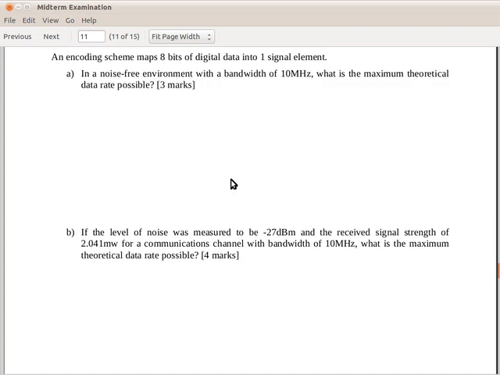What equation are you going to remember and use in this question, in part A? Nyquist. As soon as you see noise-free, you recognize this is probably going to be about Nyquist capacity. And the second part? Because we're talking about noise and signal strength, it's something about signal-to-noise ratio. We know the bandwidth. What's the data rate or capacity? Shannon capacity. So you need to remember those 2 equations, Shannon and Nyquist.